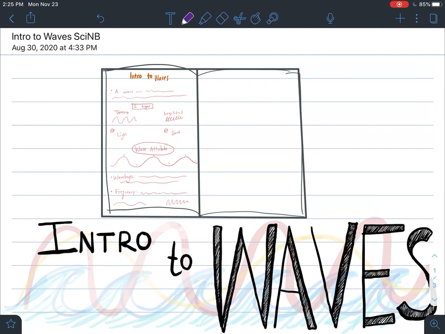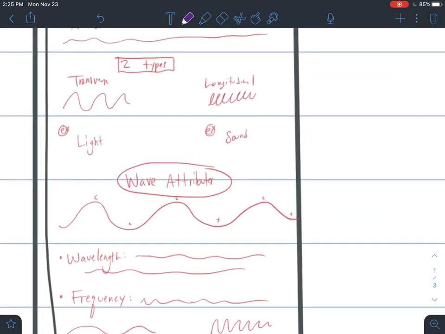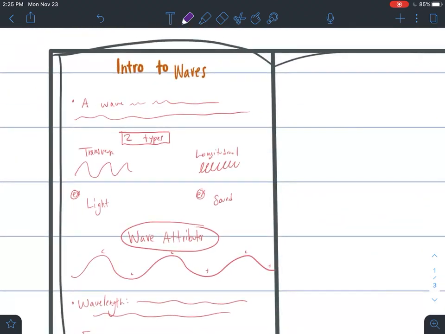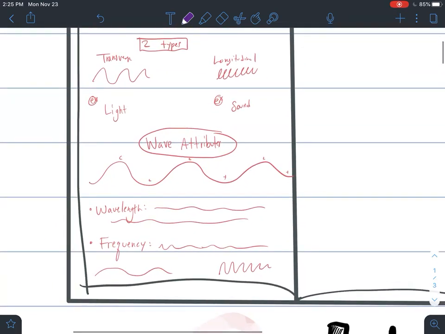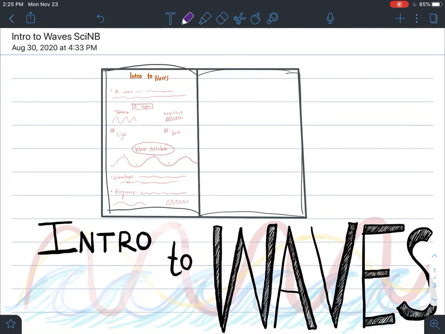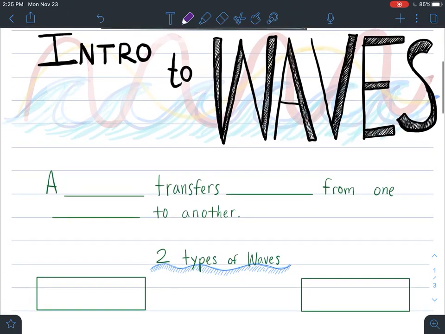Today, we're going to learn about waves. So we're going to call this video an intro to waves. Our science notebook page needs to have the title, Intro to Waves, on it. We're going to explain what a wave is, look at two different types of waves, and then identify different wave attributes, such as the wavelength, the frequency, the crests, and the troughs. So let's begin our intro to waves.